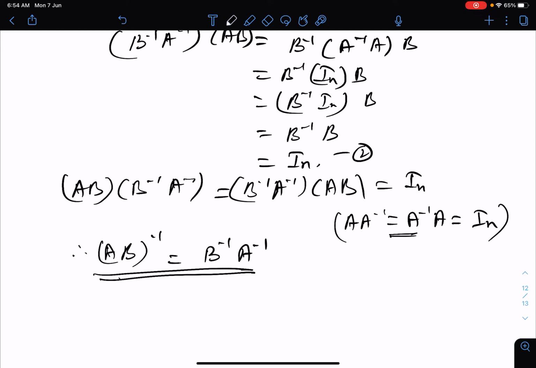So when you take the inverse of a product of two matrices, the order is reversed. When it is given as AB, it will be B inverse A inverse. If it is BA, it will be A inverse B inverse.